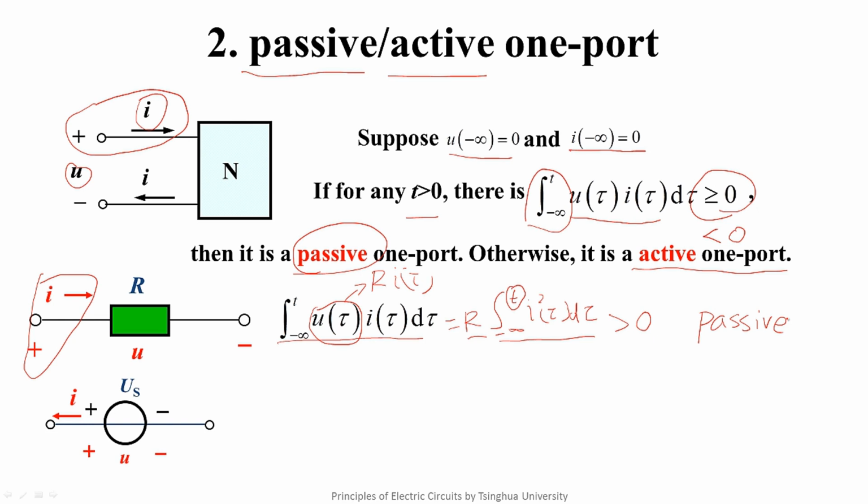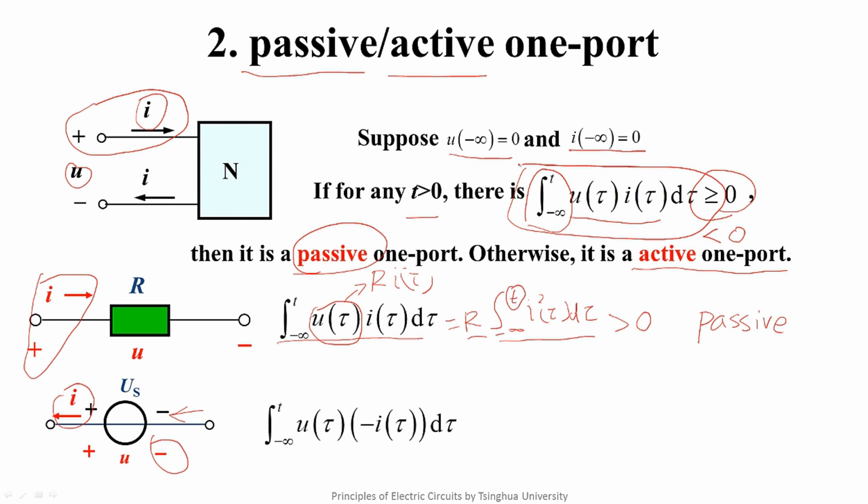Similarly, let's discuss a voltage source. The reference directions of the voltage source are defined as non-associated. The current flows in from the negative of the voltage. So in this case, if we want to use this formula for calculation, we have to reverse the direction of the current or the voltage. We reverse the current here. Now this formula can be used.